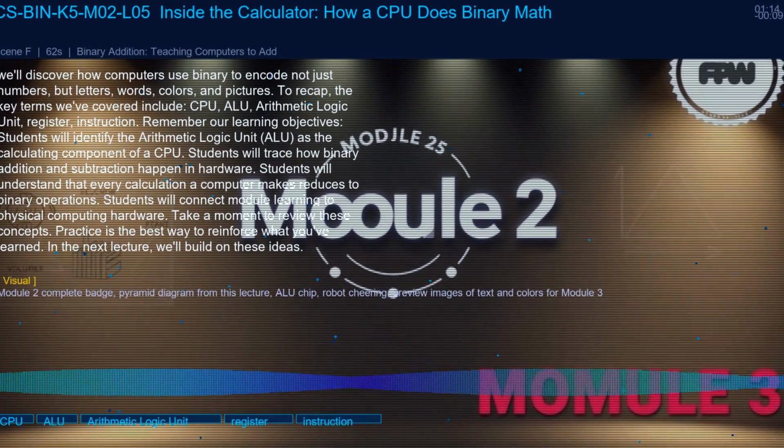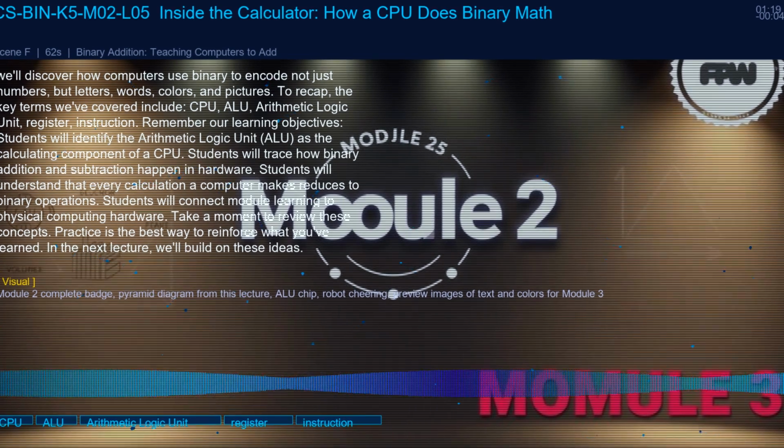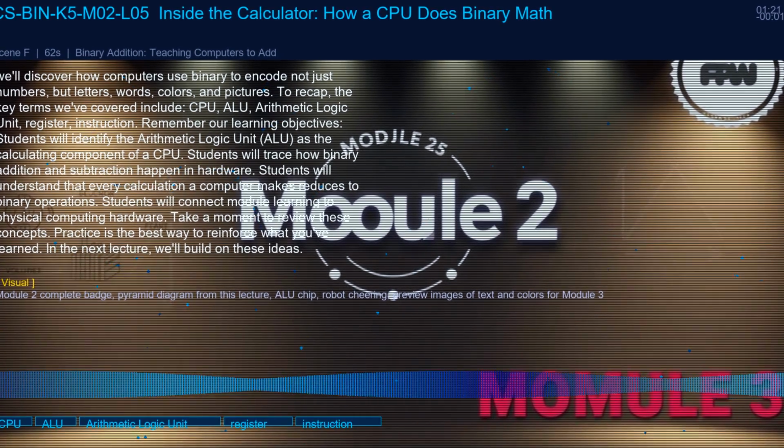Take a moment to review these concepts. Practice is the best way to reinforce what you've learned. In the next lecture, we'll build on these ideas.